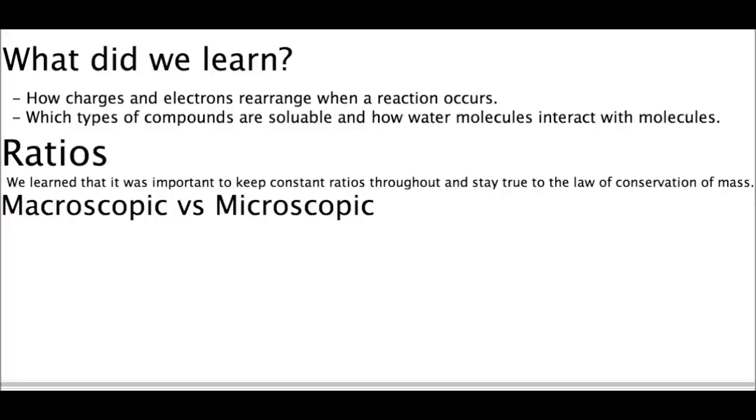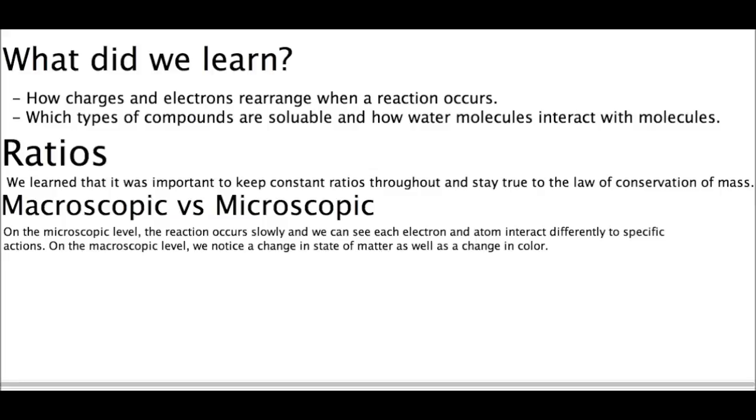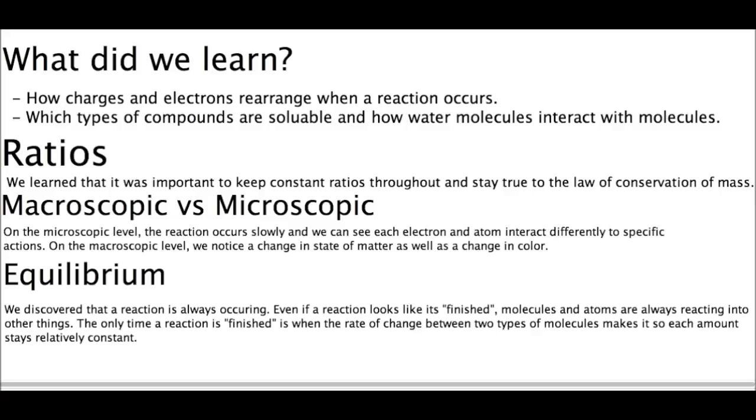On the microscopic level, we've seen that the reaction occurs slowly, and we're able to see each electron and atom interact in different ways. On the macroscopic level, we see a change in the state of matter, as well as a change in color. We've also discovered that a reaction is always occurring, and even when it looks like it's finished, it has simply reached equilibrium, and the rate of change between the types of molecules has become relatively constant.